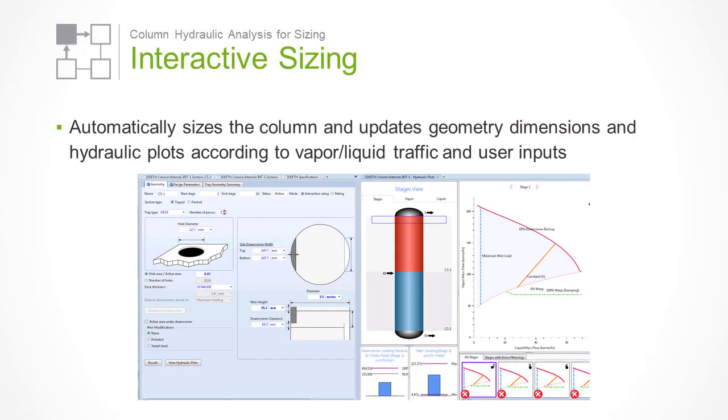Column analysis is interactive, meaning that it automatically sizes the column and updates geometry dimensions and hydraulic results according to vapor-liquid traffic and user inputs. For example, after a user inputs the geometry of the column internals, the hydraulic plots will automatically update.